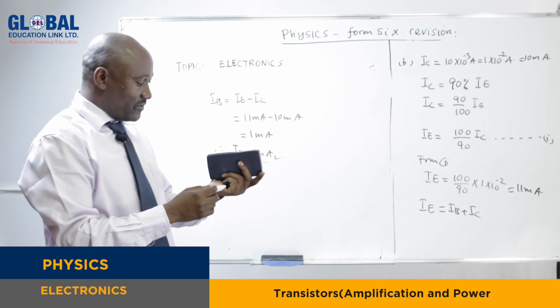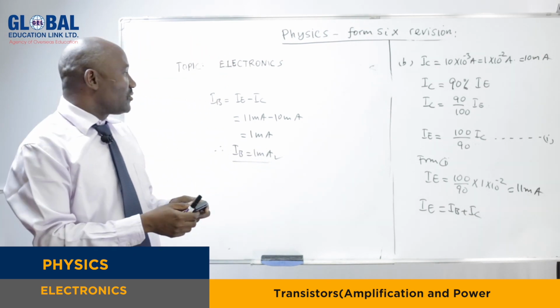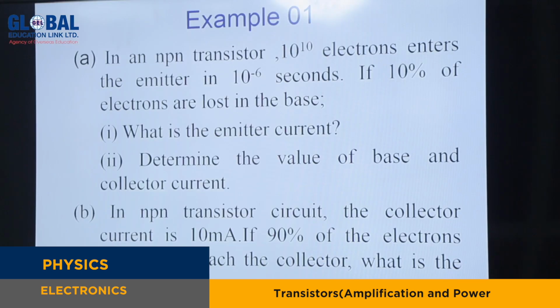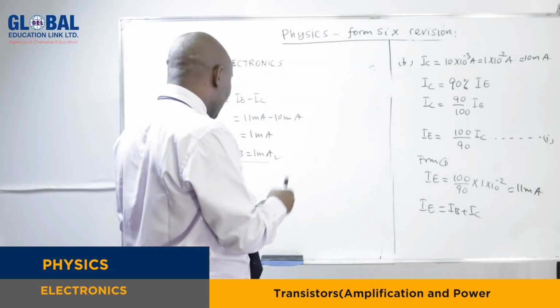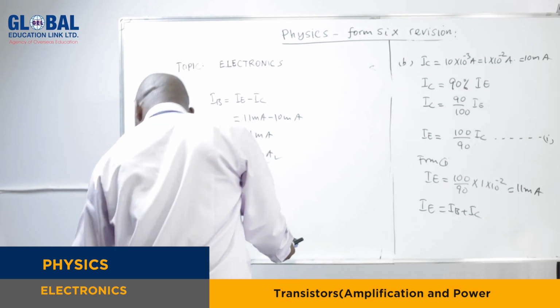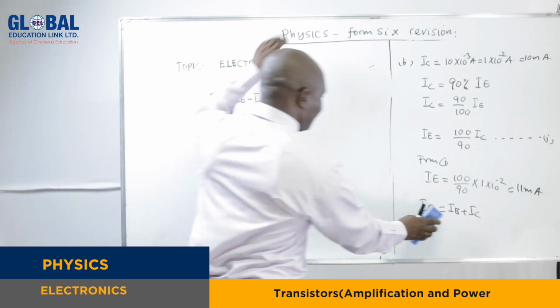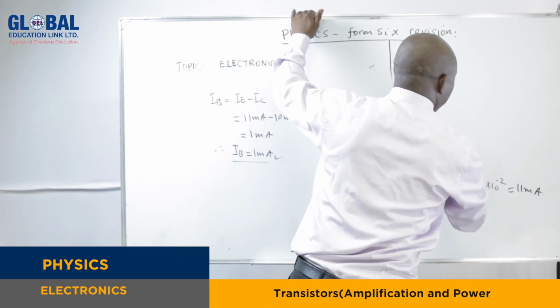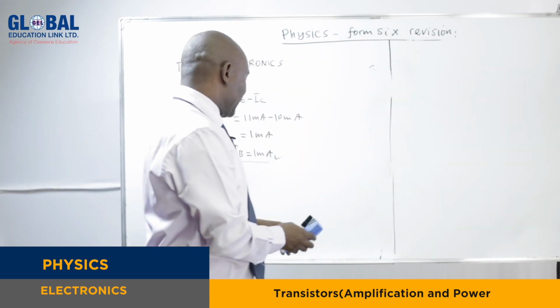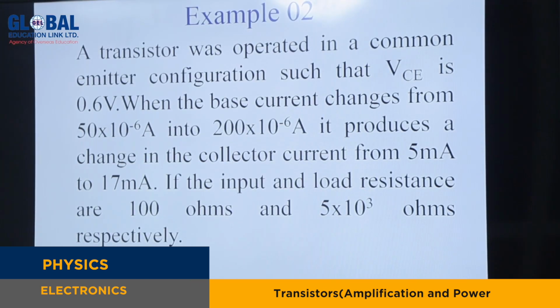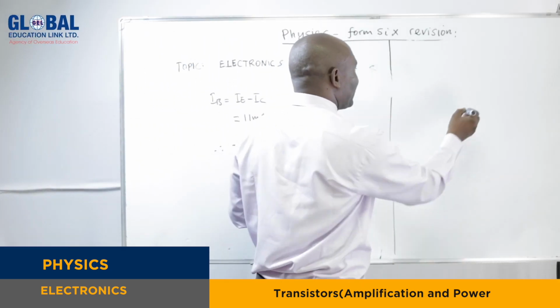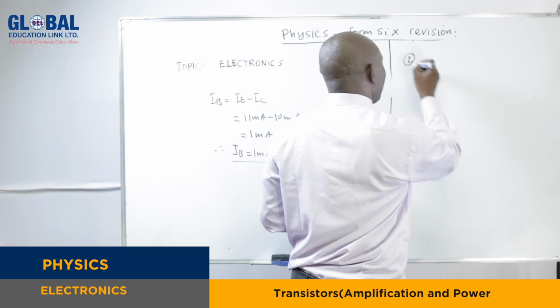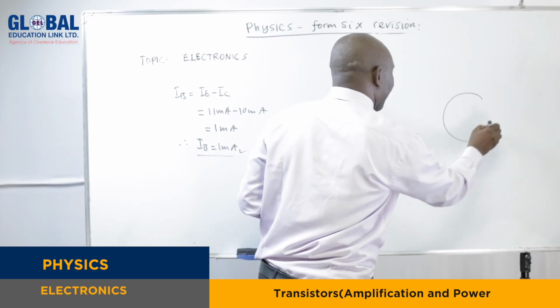These were very easy examples, but you should know how to start in terms of the number of electrons emitted. Okay, now this is question number 1. Let's see example number 2, very quick. Number 2 says a transistor was operated in a common emitter configuration. Okay, so a common emitter, you draw the circuit. Number 2, very important, you draw the circuit here.